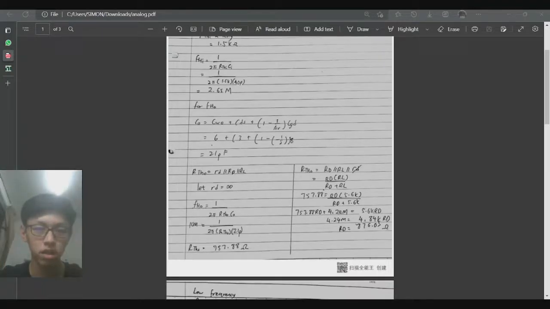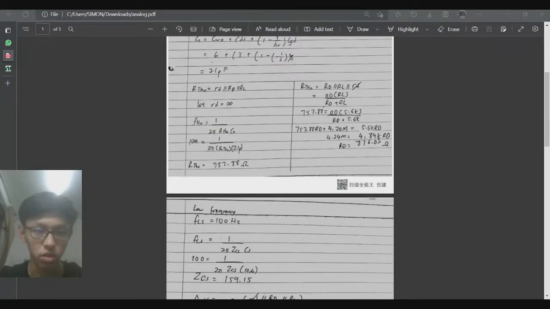Next is about high output frequency. So by substituting all these values, we will get CO equal to 21 pF. So this is the formula for RTHO, but since RD is equal to unlimited, we just cancel it here.